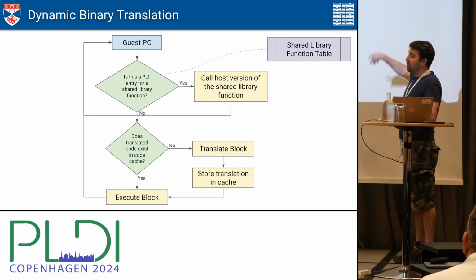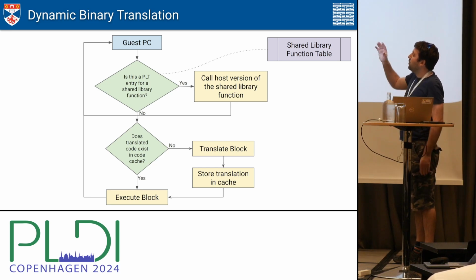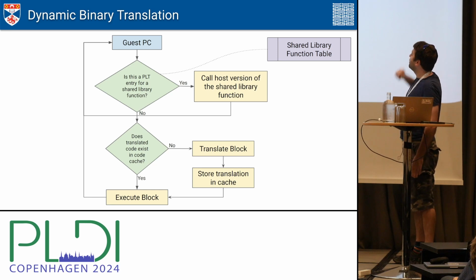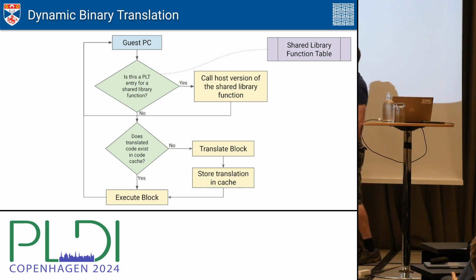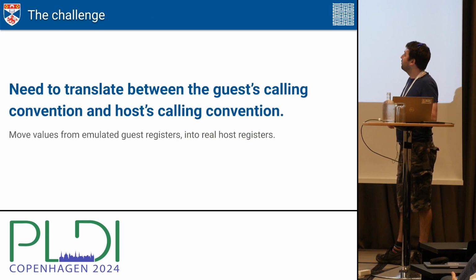Okay, and then our DBT loop changes to something like this. Our guest PC, when we come into our DBT loop, we say, is this a PLT entry for a shared library function? And if it was part of that shared library function table, we jump straight into that native code. If it's not, then we just do translation as normal. And that's how it all fits together.